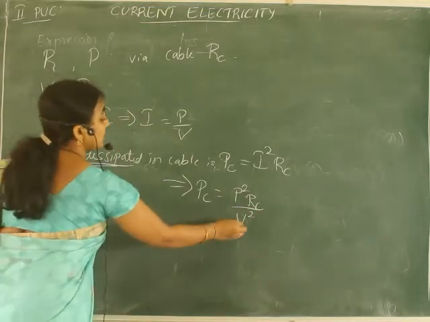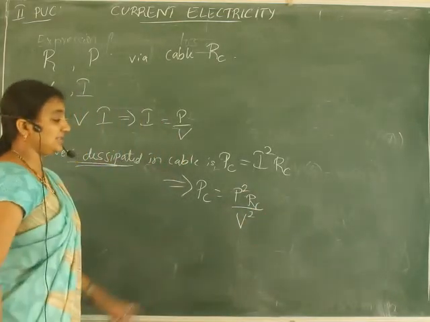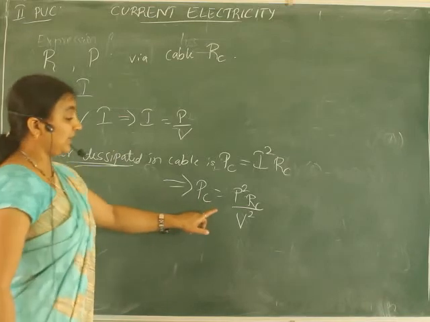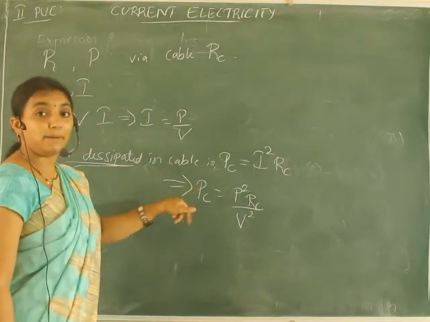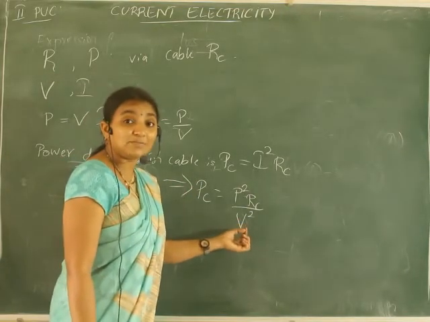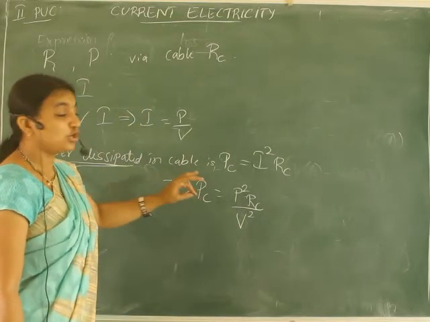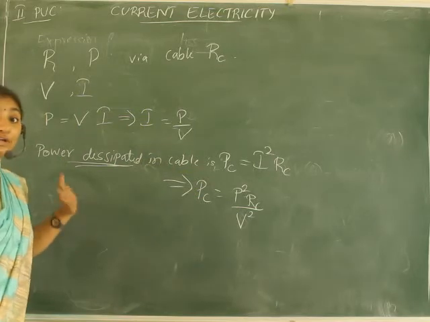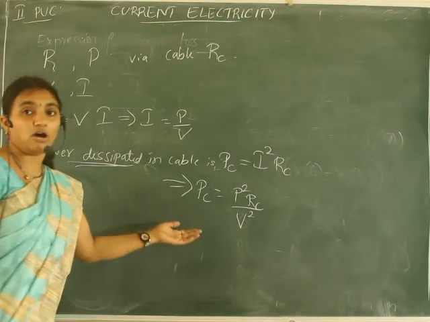Now, V is nothing but potential difference. So if I increase the potential difference, it is inversely proportional to power loss. If I increase the potential difference, then power loss in the cable is decreased. If I decrease this potential difference, then power loss in the cable is increased. So what I have to do is, I have to use higher potential, very, very high potential, so that I can reduce the power loss.